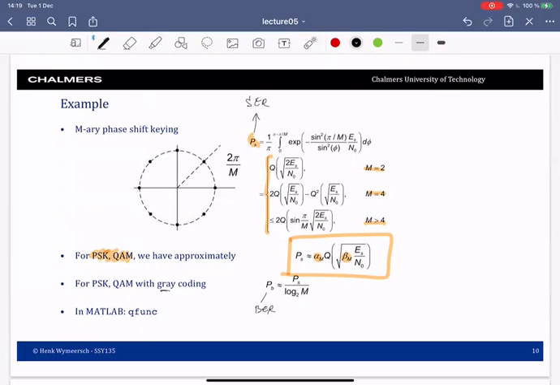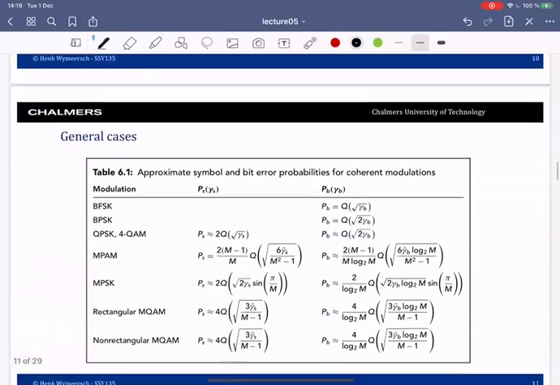Gray coding means that consecutive symbols have only one bit difference. So it could be like this, 0 0 1, and so forth. So there's only one bit different going from one symbol to the next. So if you would have, for instance, here 1 1 1, 1 0 0, this would not be Gray coding, because here they differ by 2 bits, while they should only differ by 1 bit. We will use the Q function a lot, and this is given in MATLAB by the standard built-in Q function.